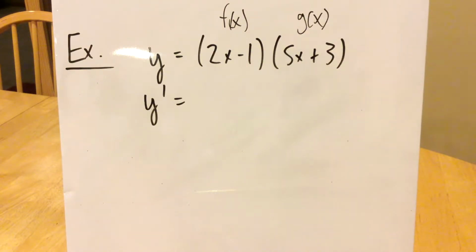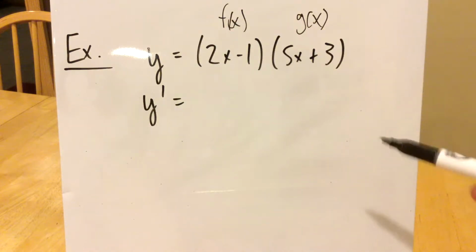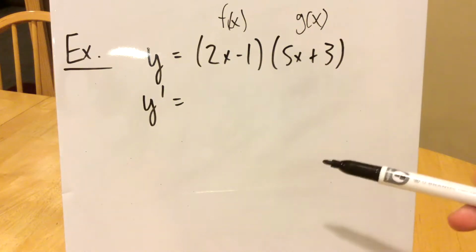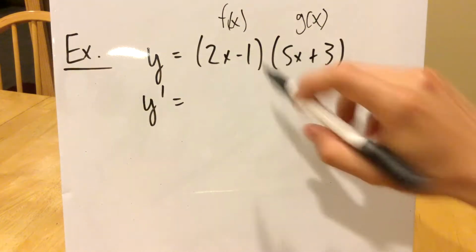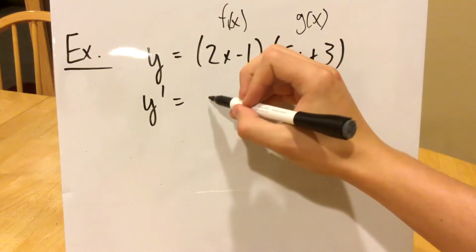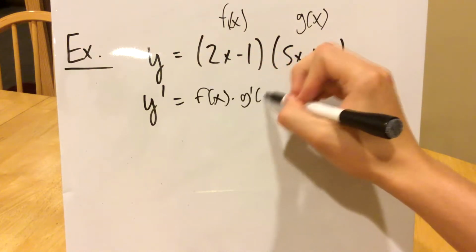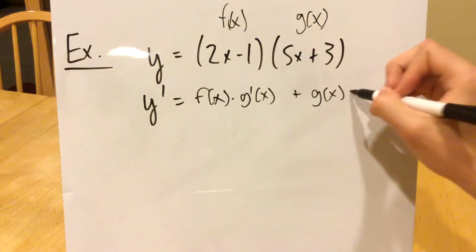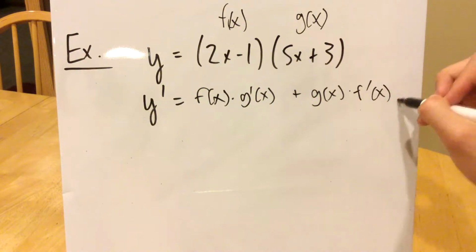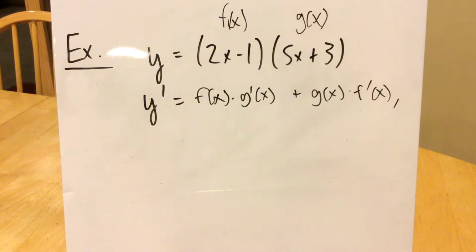Okay? Now, thinking back to the formula, it's f of x times g prime of x plus g of x times f prime of x. So basically what we're just going to do is write that out. So let me quickly write that out again, just so you guys can remember. We have f of x times g prime of x plus g of x times f prime of x. And now since we have our formula here, we can plug in what numbers we have.